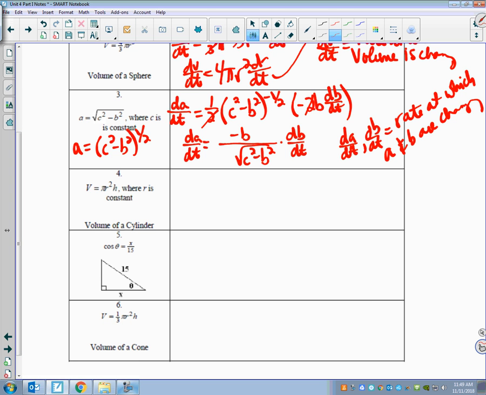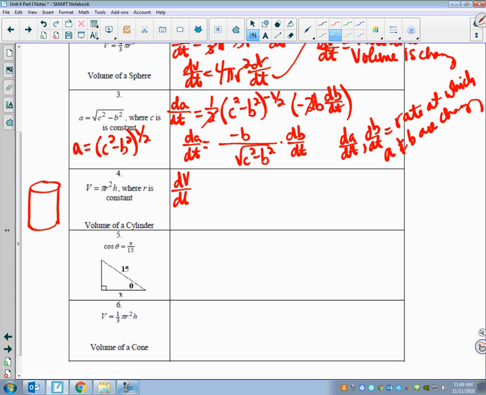Okay. Volume of a cylinder. Volume equals pi r squared h, where r is a constant. So that's really nice. Think about a cylinder: the volume would be the height changing up and down. The radius wouldn't be changing. So since r is a constant, we don't need to take the derivative of it. We don't need to do the product rule here.